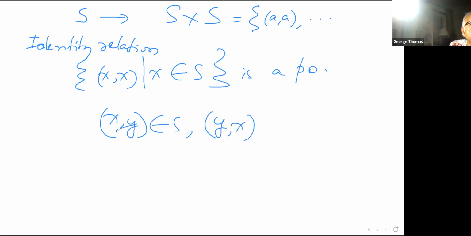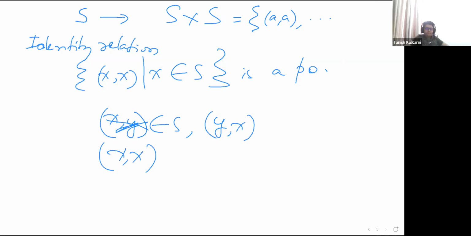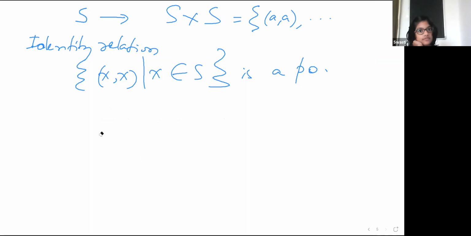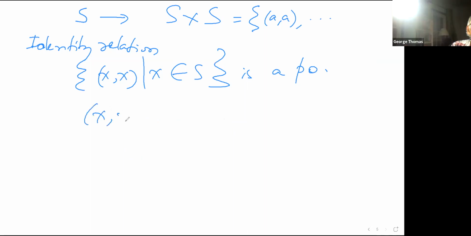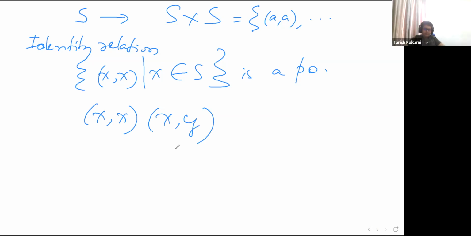This situation doesn't occur, right? It's all x-axis. This is anti-symmetric. Agreed? Yes. And is it transitive? Well, let's see. Can I have an XY? Then it's transitive.